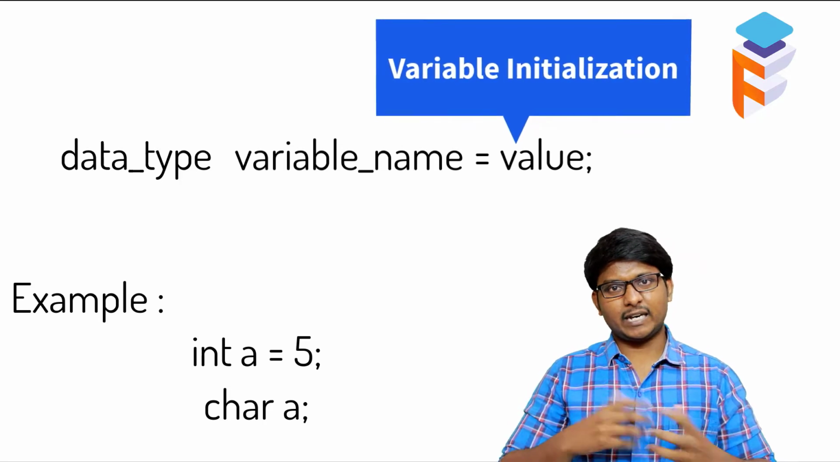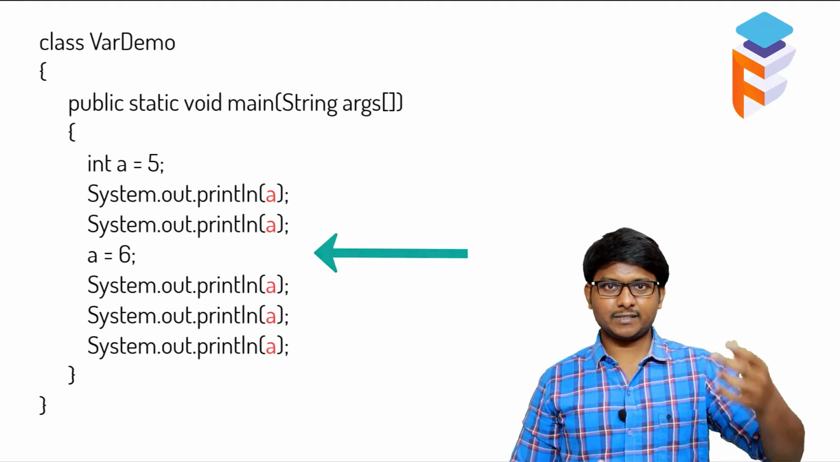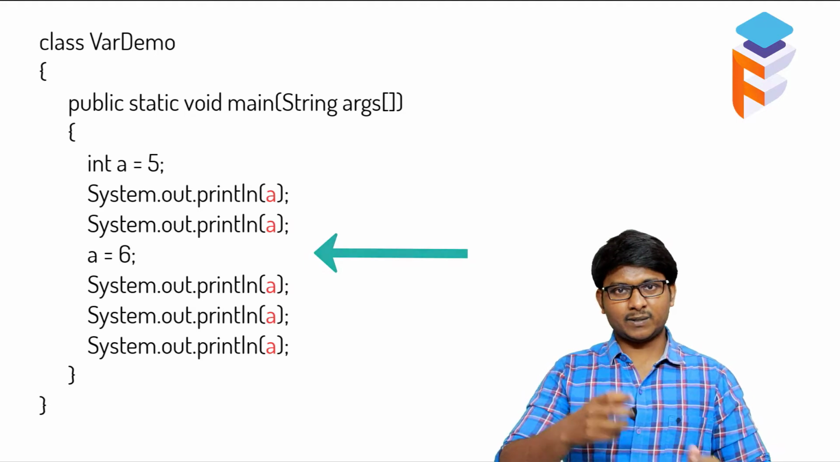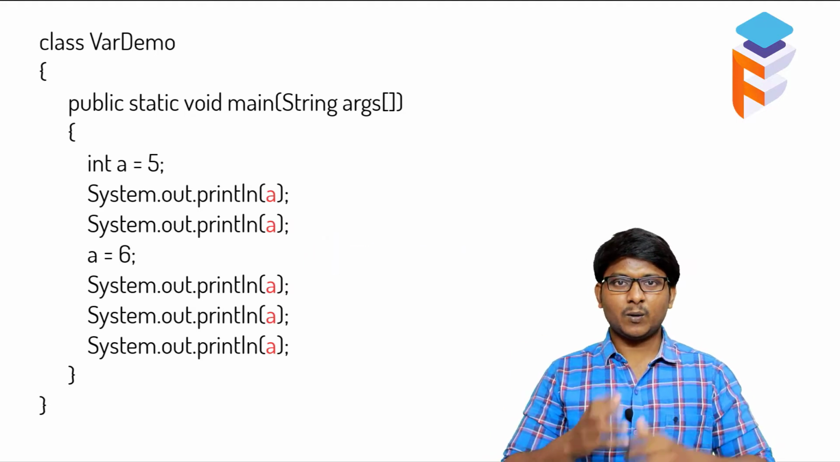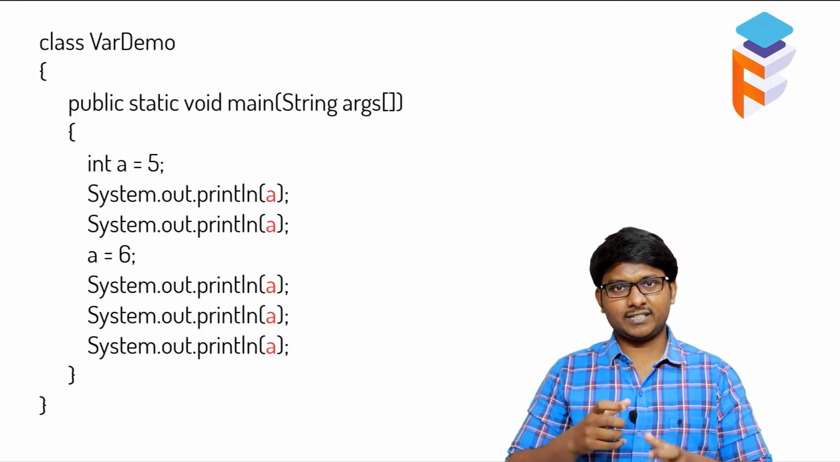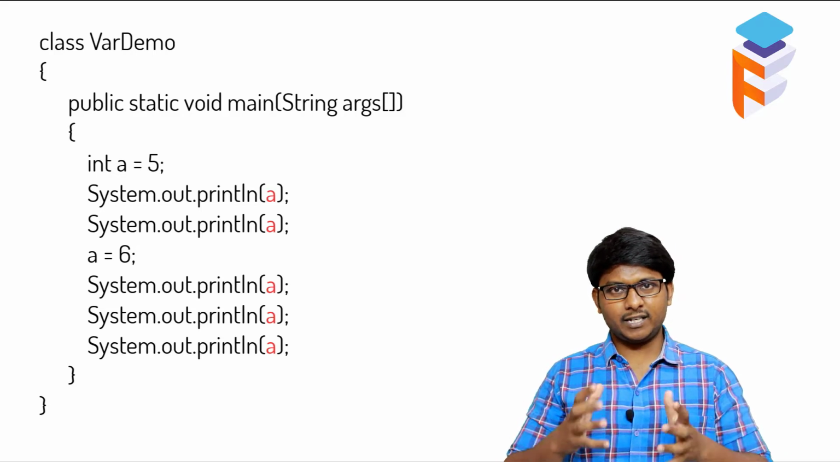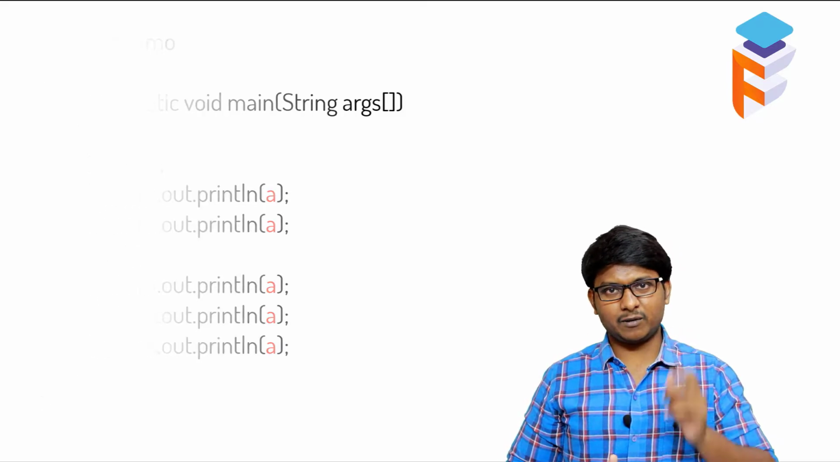We can also change the value of a variable any number of times. Let's say after printing 2 print statements, if you want to change your value from number 5 to number 6, then after 2 print statements, you can write the variable name, equal to, and number 6. Remember, only at the time of declaration we need to specify the data type. If you are reinitializing the value of your variable, you need not specify the data type.